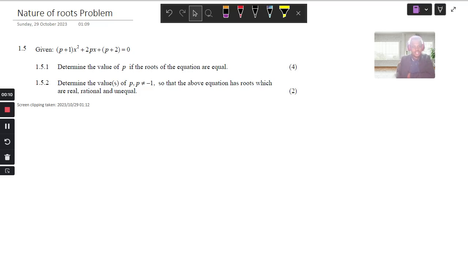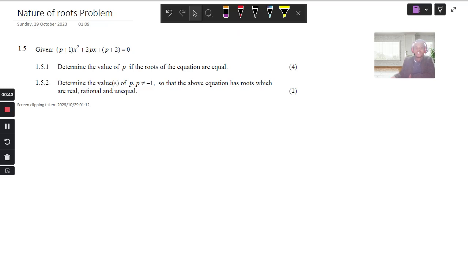Today I would like us to deal with problems that deal with the nature of a root. Here we are given a problem that says (p + 1)x² + 2px + (p + 2) = 0. The first question says: determine the value of p if the roots of the equation are equal.